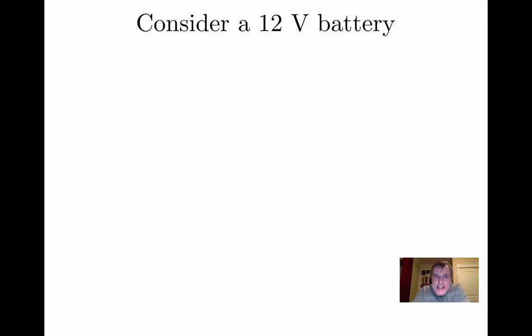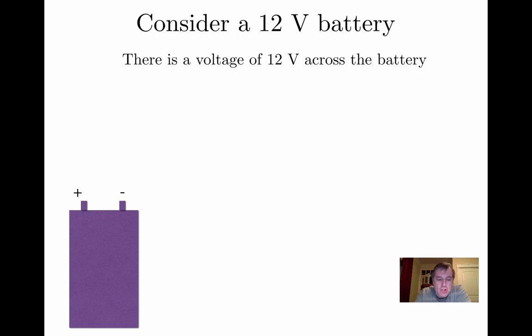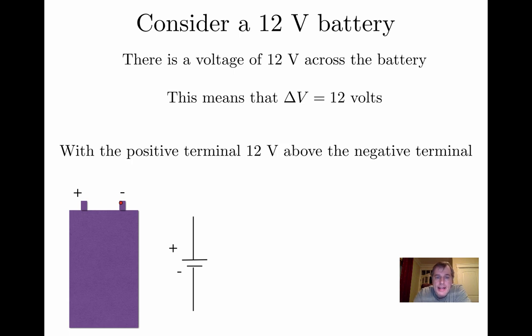Hi, welcome back. So we were talking about batteries last time, and just to review what we saw: if you have a 12 volt battery, what we mean is that there's a voltage of 12 volts across the battery, which means that the positive terminal is 12 volts above the potential of the negative terminal. Okay, so that's the meaning of the voltage of a battery.